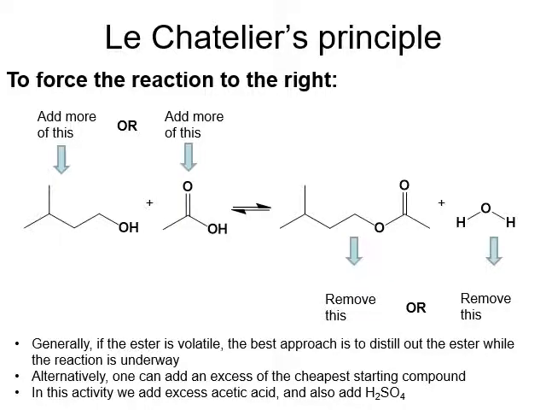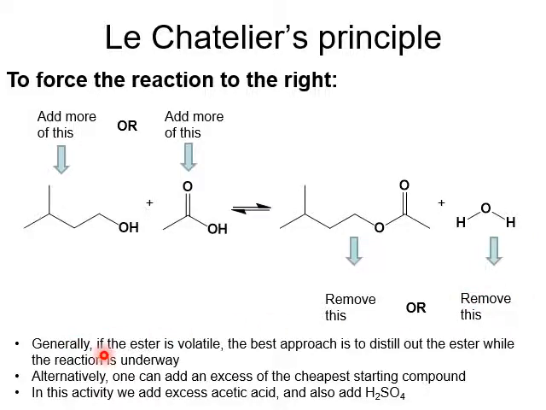So Le Chatelier's principle. This is what we're doing. So we're adding more of this, of the acetic acid. Although you could also add more of this, and what that is going to do is push the equilibrium forward. It's going to make the reaction create more of the products. You could also try to remove water, and that would also shift equilibrium forward.